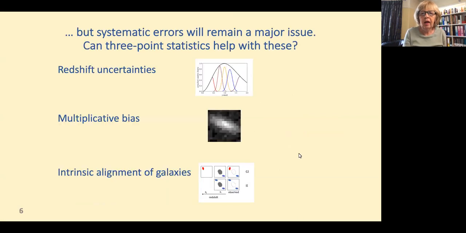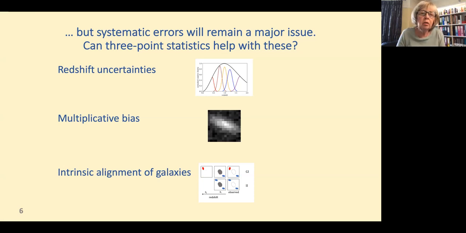However, systematic errors will remain, and there are some really problematic systematic errors for weak lensing, which are very difficult to control. And our question is, can 3-point statistics help with these? And one of the reasons for considering this is, if you can use 3-point statistics like bispectrum, you can actually measure them from the same data as you measure your 2-point statistics. In other words, you can self-calibrate without using any external data, and that will be very helpful.